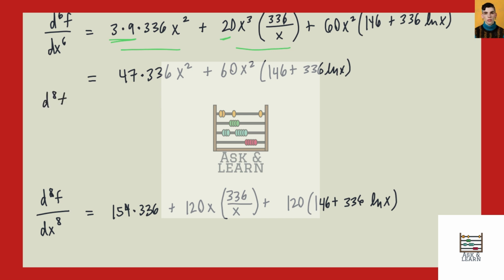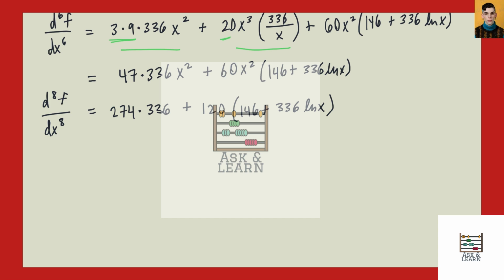So continuing up here, we have that the eighth derivative is 154 plus 120 is 274. So that's 274 times 336, okay, plus 120 times 146 plus 336 natural log of x. And I'll just erase this down here.